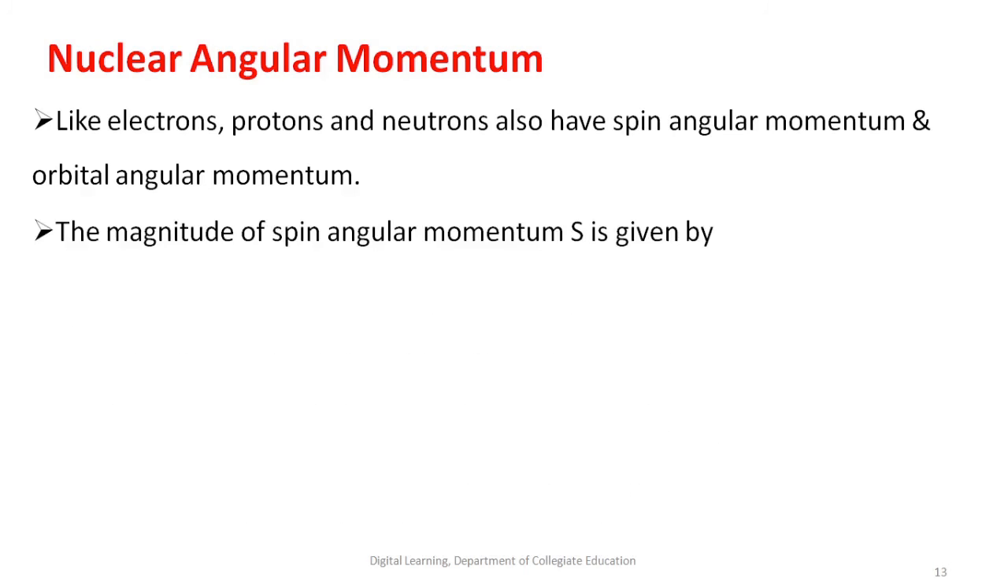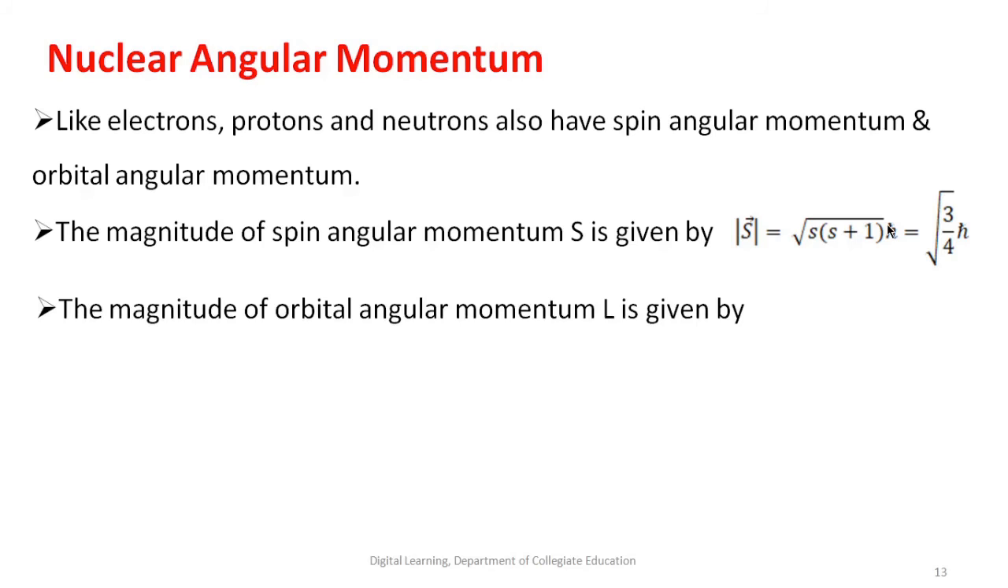The magnitude of spin angular momentum vector S is given by modulus of vector S is equal to square root of S into S plus 1 into h cross, which is equal to square root of 3 by 4 h cross, because S is equal to half. Half plus 1 is 3 by 2. 3 by 2 into 1 by 2 is 3 by 4 times h cross. That is the magnitude of spin angular momentum.